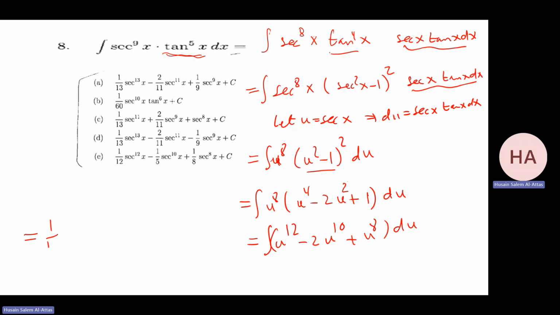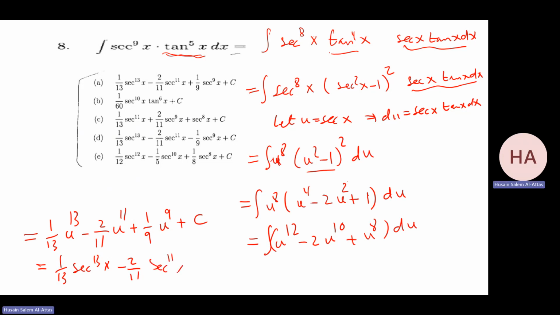Which is 1 over 13 u to the power 13 minus 2 over 11 u to the power 11 plus 1 over 9 u to the power 9 plus c. Retain the u. u is what? Secant. That will be secant to the power 13 x, secant to the power 11 x, not times. Okay, that will be 1 over 9 secant to the power 9 x plus c, which is this one.